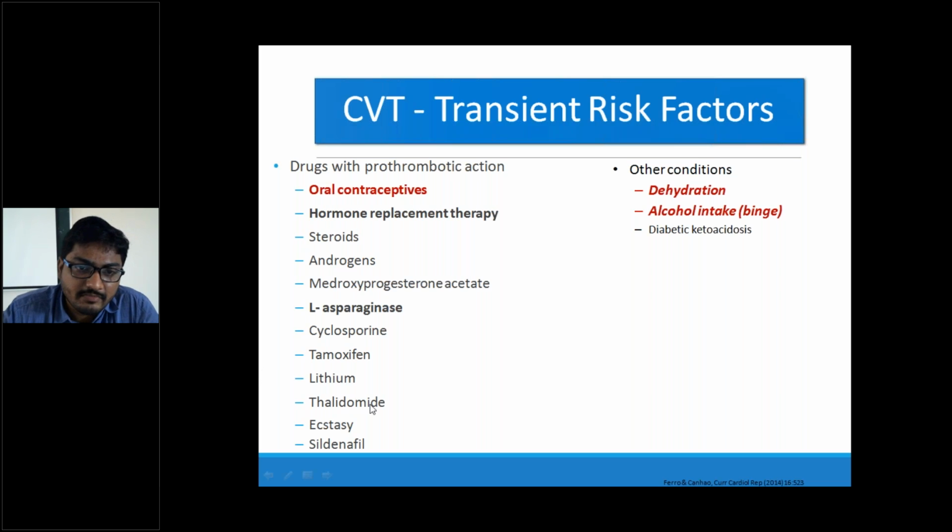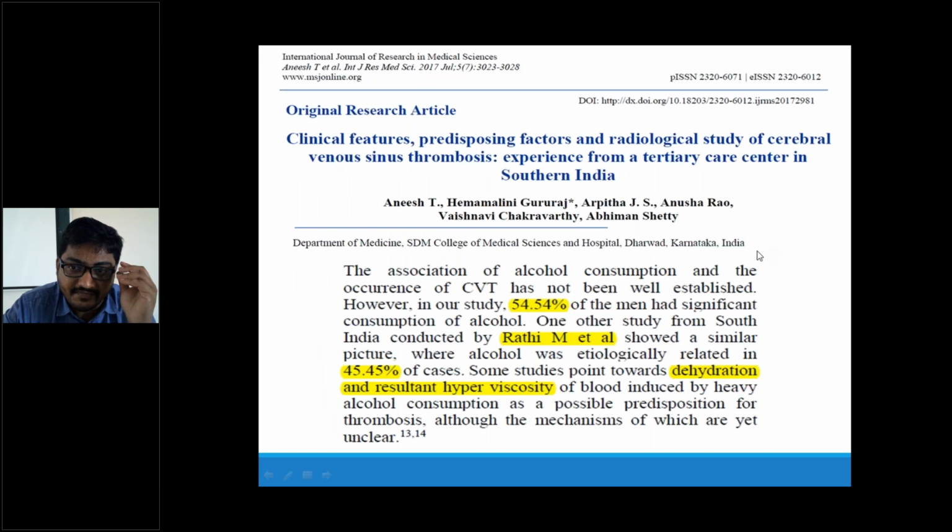Okay. So please remember these drugs, right? Yeah, and this is the study, and these are the references. These are the references for my study. This is actually not my study, but this is a reference for my study. The association of alcohol consumption and the occurrence of CVT has not been well established.